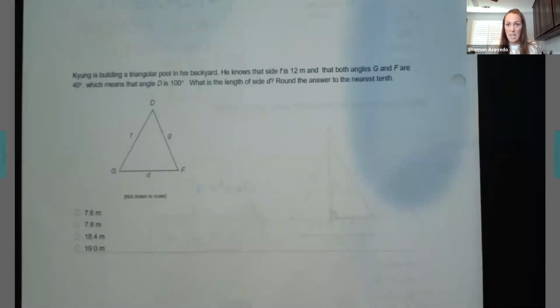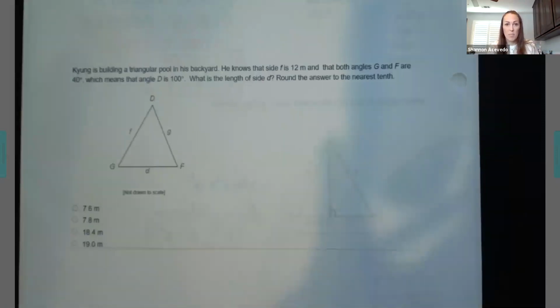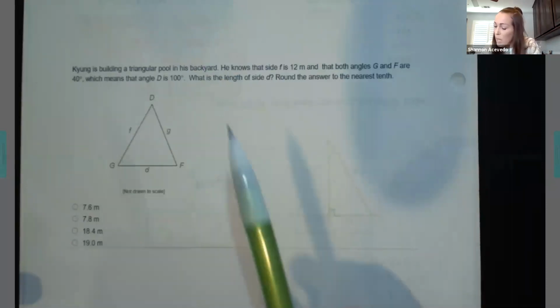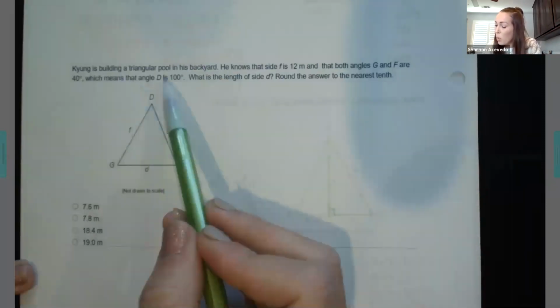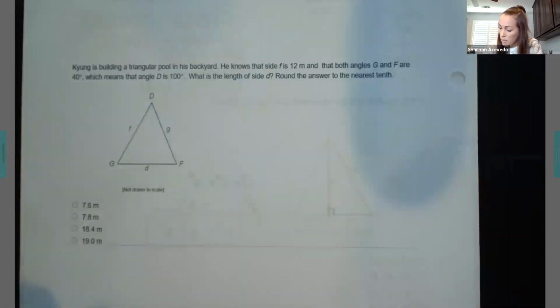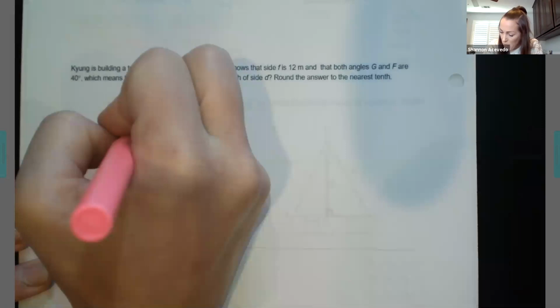And my last example today. So we've done some law of cosines, we've done right triangle. So this one's going to be my law of sines, but how do I know? Well, let's label the information we're given. So it says that we have a triangular pool. We know that side F is 12 meters. So this is going to be 12 meters.